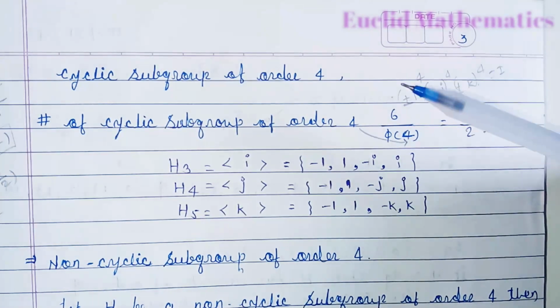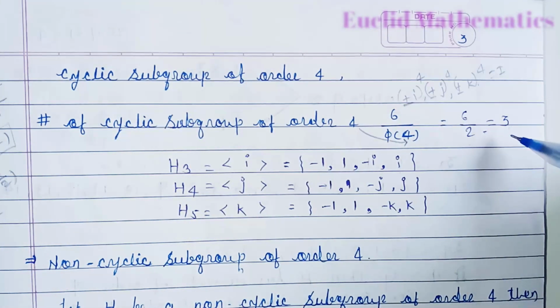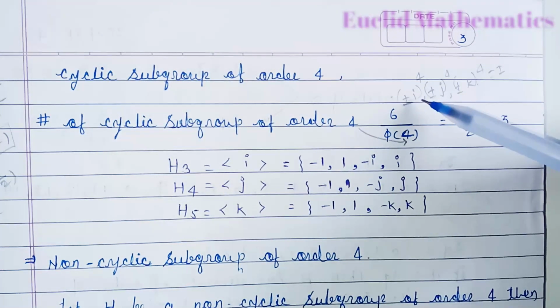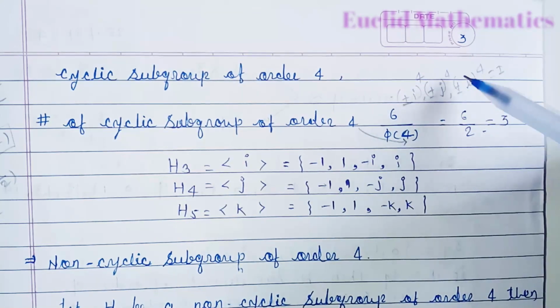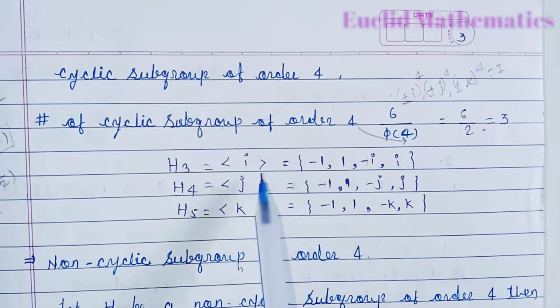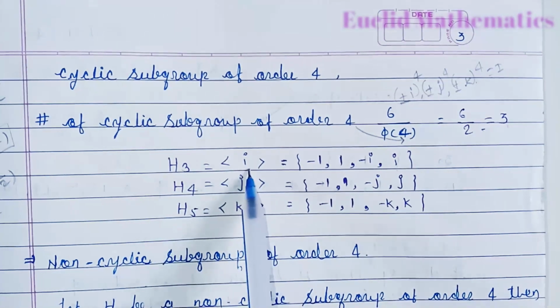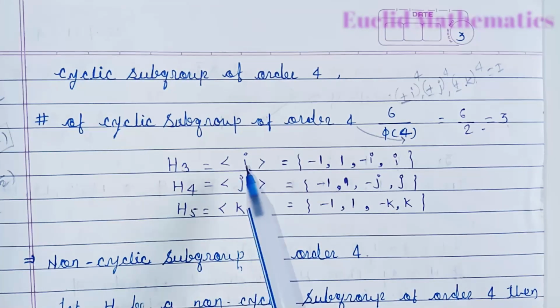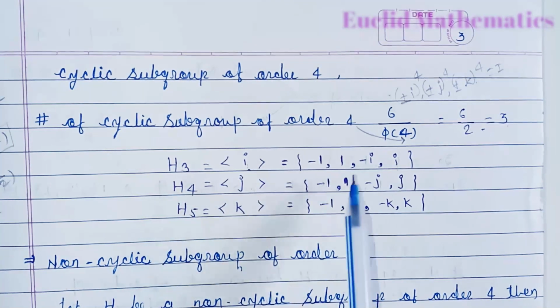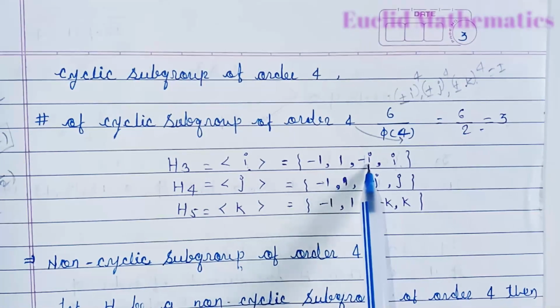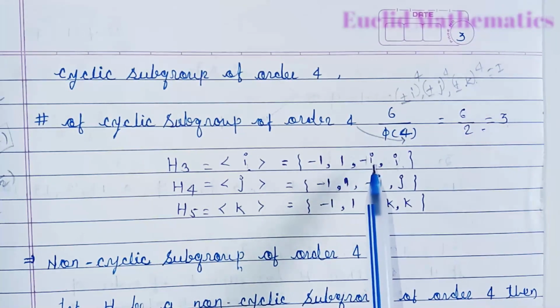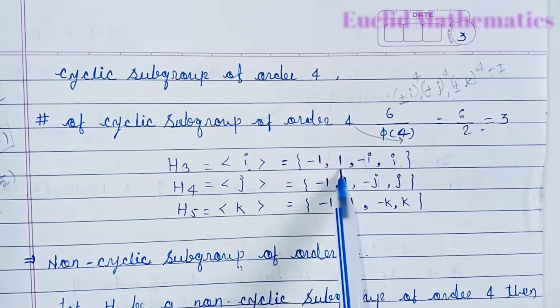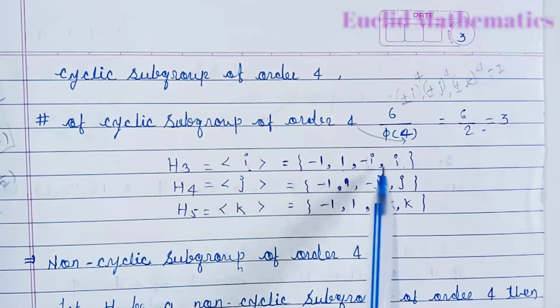So we have a total of 3 cyclic subgroups of order 4, which are generated by plus minus i, plus minus j, and plus minus k. Now let's find out which cyclic subgroups there are. First is the subgroup generated by i, second is by j, and third is by k. For the elements generated by i, i raised to 1 remains i, i squared is minus 1, i cubed is minus i, and i raised to 4 is 1.